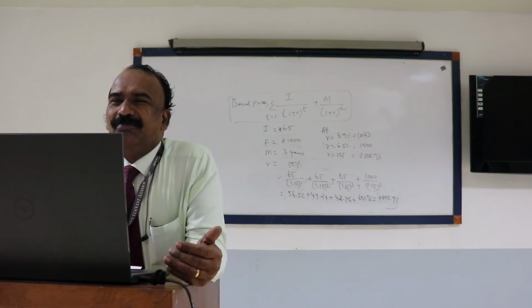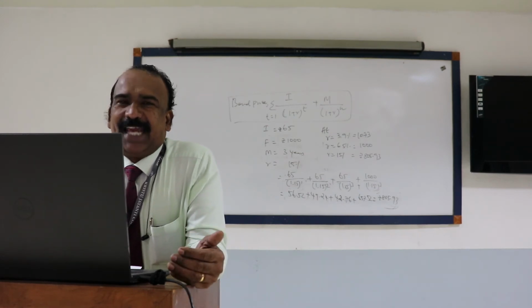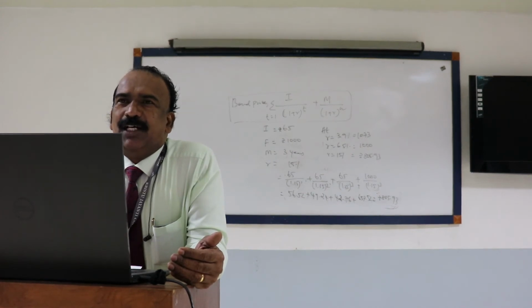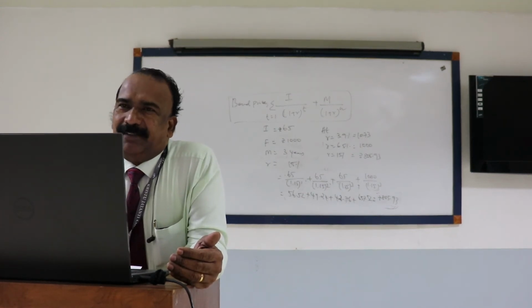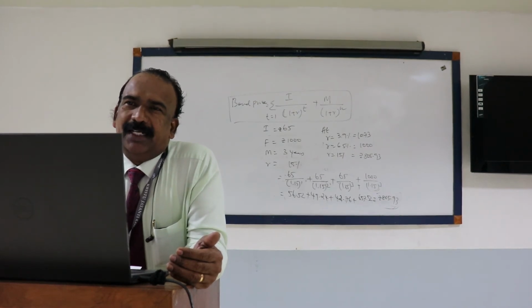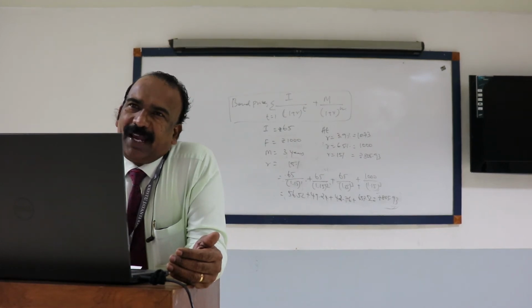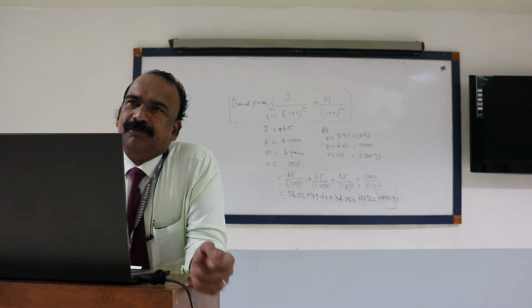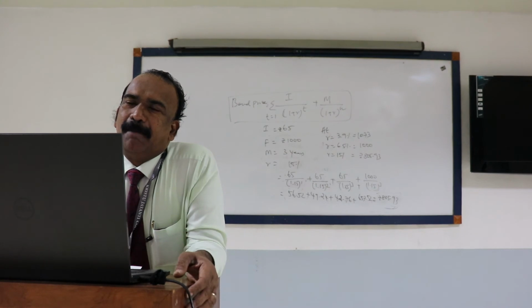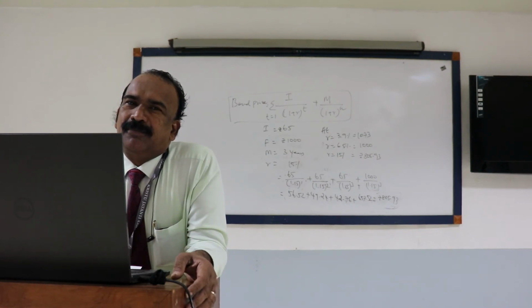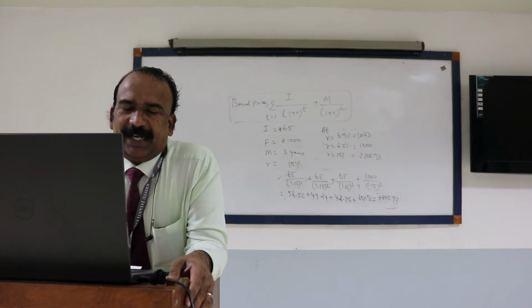Look at the first case. You have divided by 1.039. Correct? When you come to the second one, you have divided by 1.065. When you come to the third one, you have divided by 1.15. So what does it mean? What does it reflect?